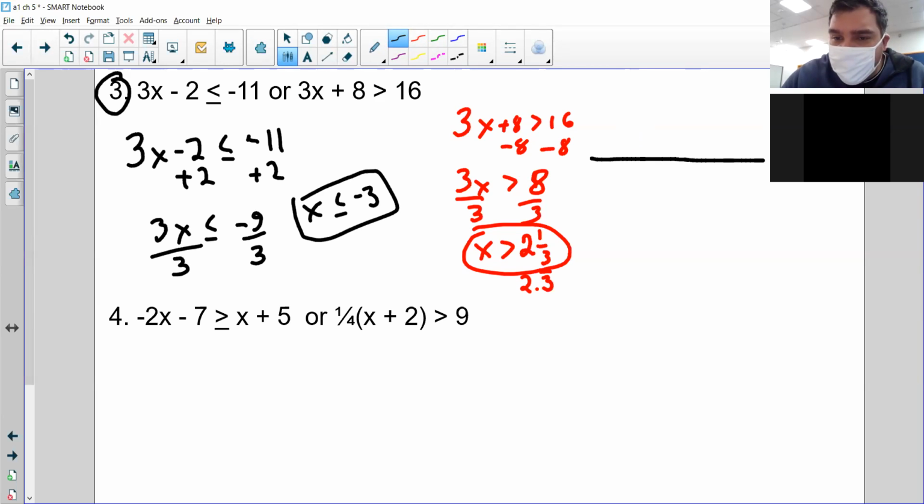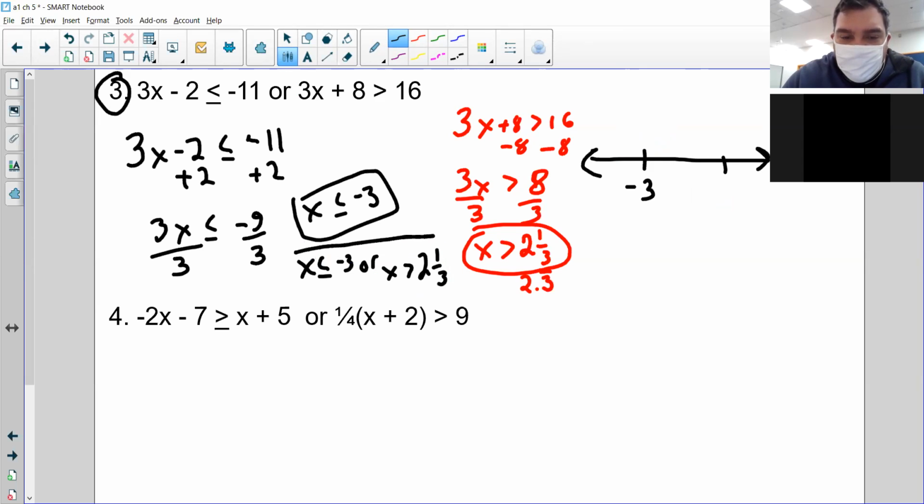So let's make our number line. We have -3 is the smaller number. And before we do the number line, you would write it as x is less than or equal to -3, or x is greater than 2 1/3. So you want to make it one statement. I forgot to do that. So you want to write it like that.